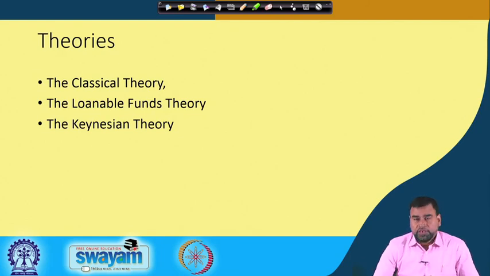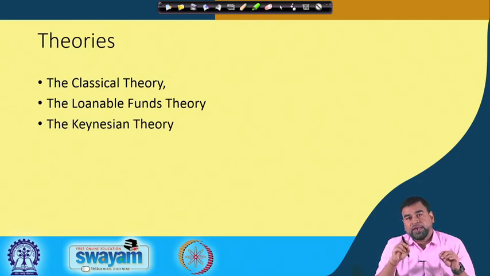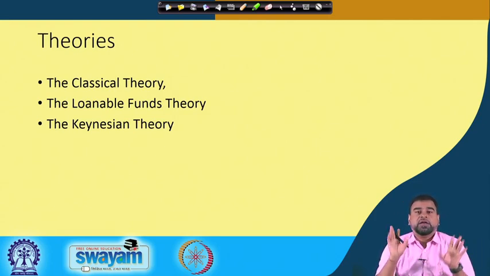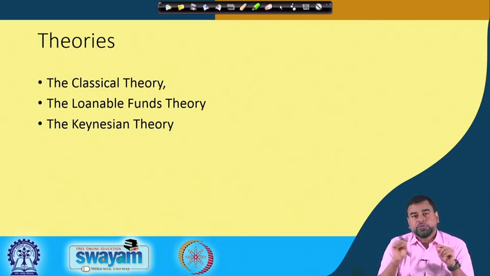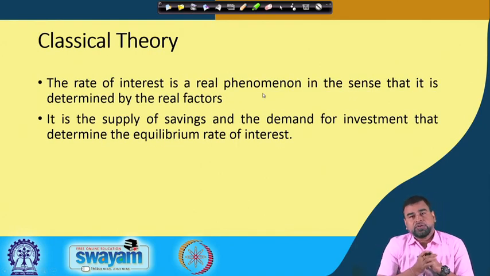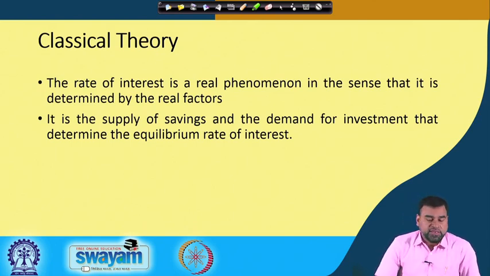So, if you see one by one, every theory provides different types of supply and demand forces, or the factors which are responsible for the supply and demand, which determine the equilibrium interest rate in the market. According to the classical theory, interest rate is a real phenomenon in the sense that it is determined by real factors.